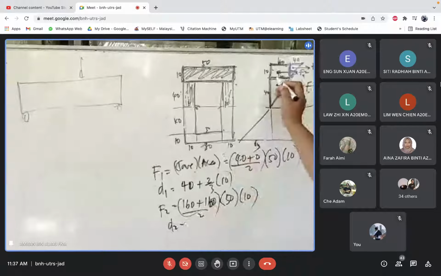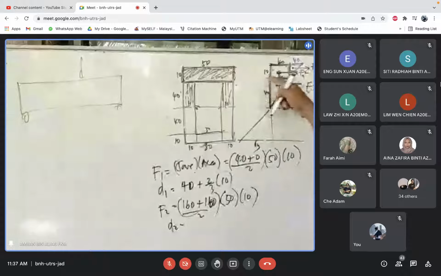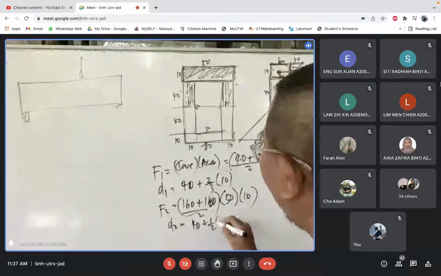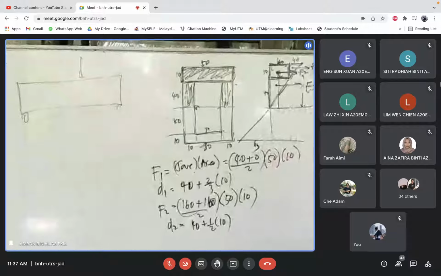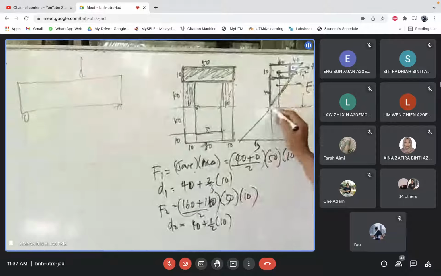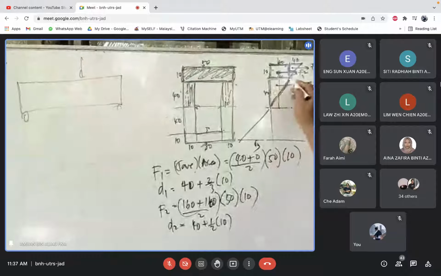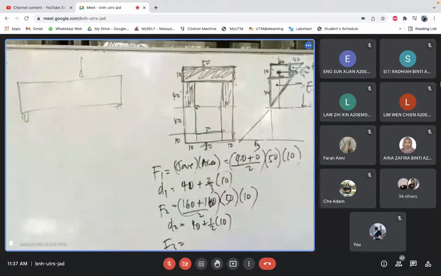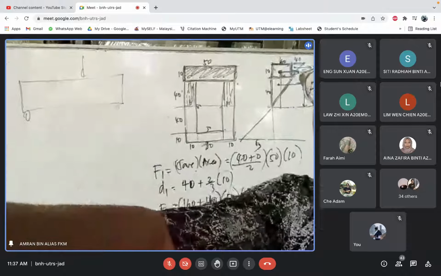Your D2 there, that one. 40 times half of 10. 40 plus half of 10. Very clear, that one. And then what's your F3? F3, 160. Not 200 anymore, 160 and 0. So F3 there. Can you see that I'm writing F3 there?